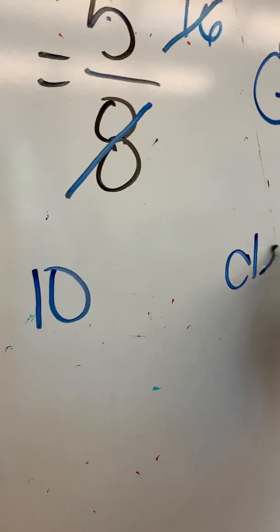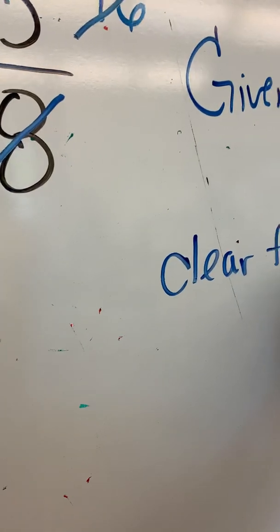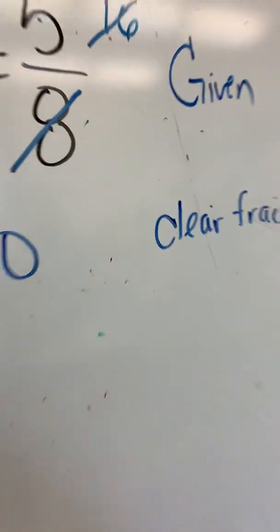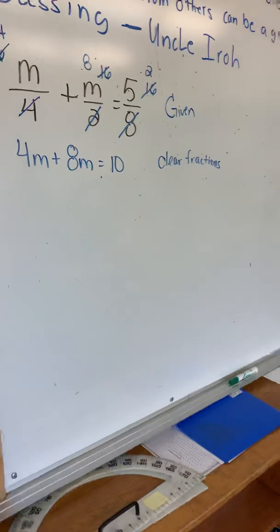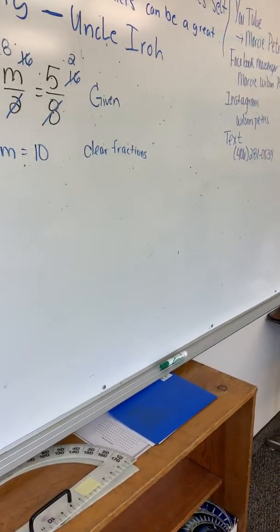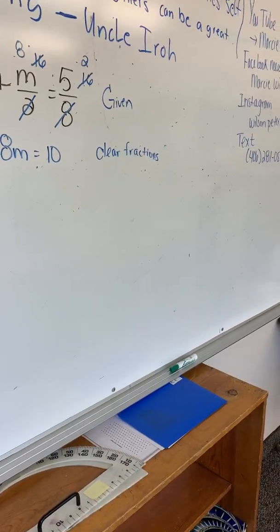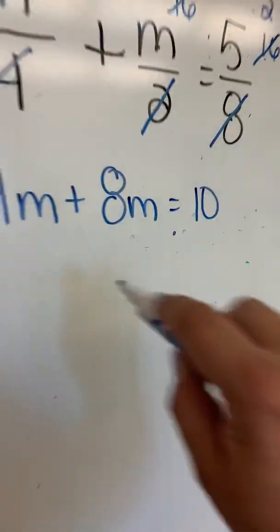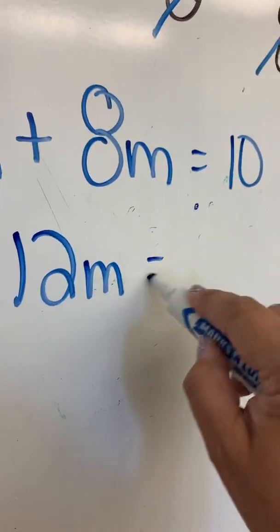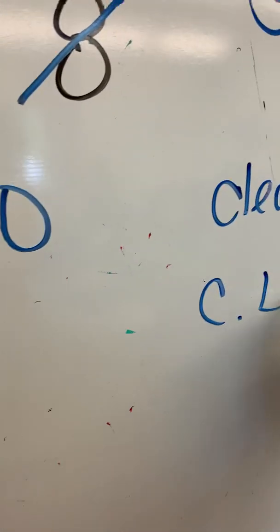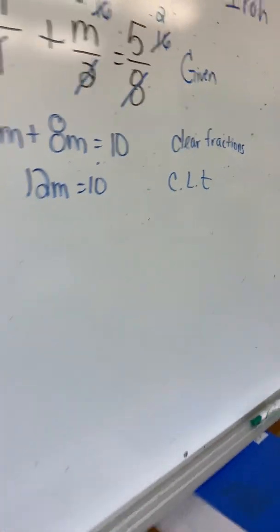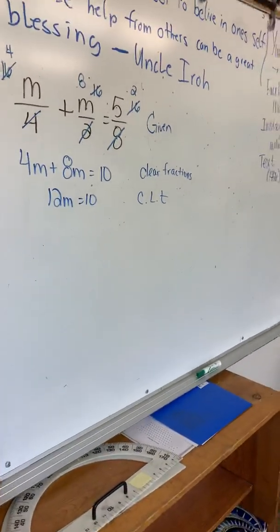Over here I'm just going to state clear fractions. Okay, now what do I do? Combine like terms. What's 4m plus 8m? 12. So I'd have 12m equals 10. We combine like terms, and I just abbreviate that, combine like terms.